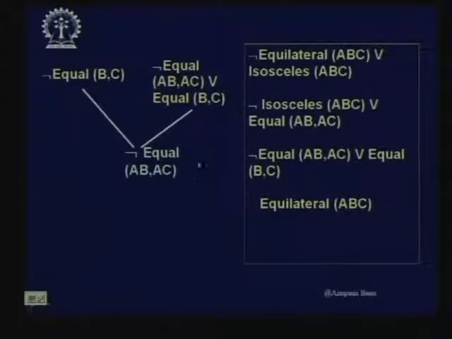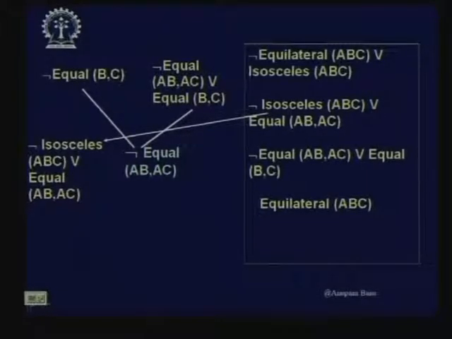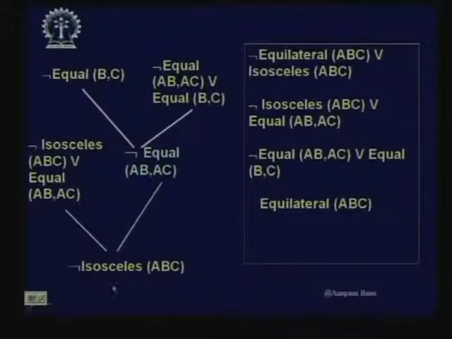So, this is the first level resolvent. Now, we have to find a clause where the dual of not equal ABAC, this equal ABAC, is there. So, that is this one. I now try to resolve this resolvent with this clause, and as I do it, what do I get? Equal ABAC and not equal ABAC resolve out, and we will get not isosceles ABC here. So, this is the new resolvent.